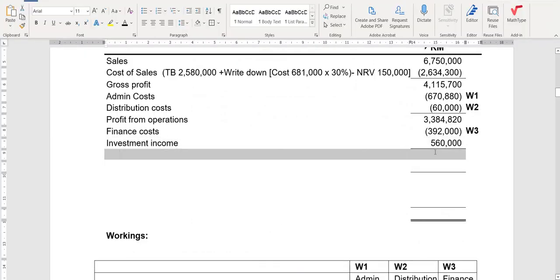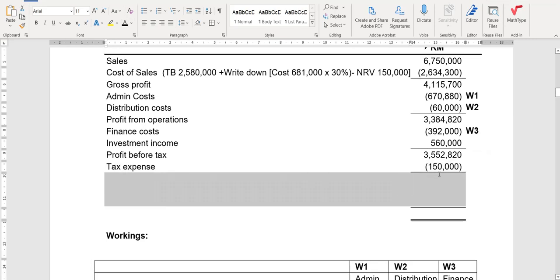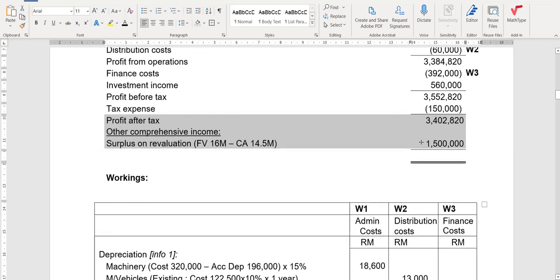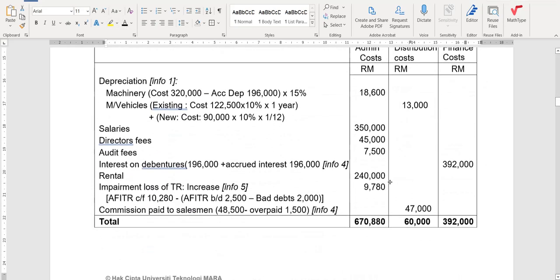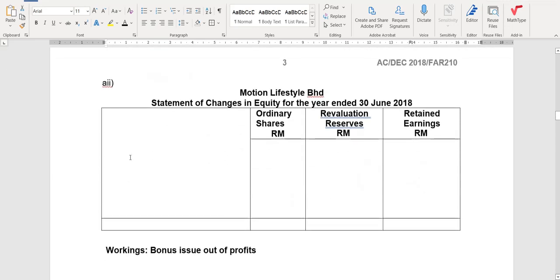Then you have your profit before tax. After that, your taxation, as I mentioned, should be the tax that was given in the information there. That was tax expense. Then put your profit after tax. The surplus should be put under other comprehensive income, and the total comprehensive income would be 4902820. Done with that. So now let's look at our statement of changes in equity.